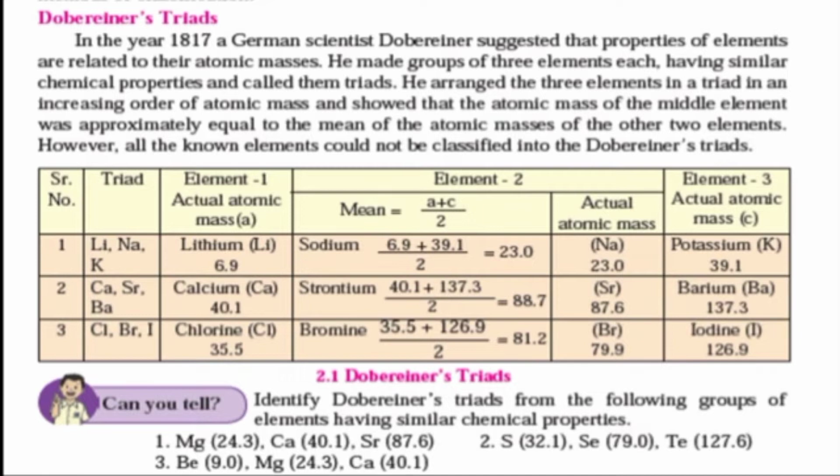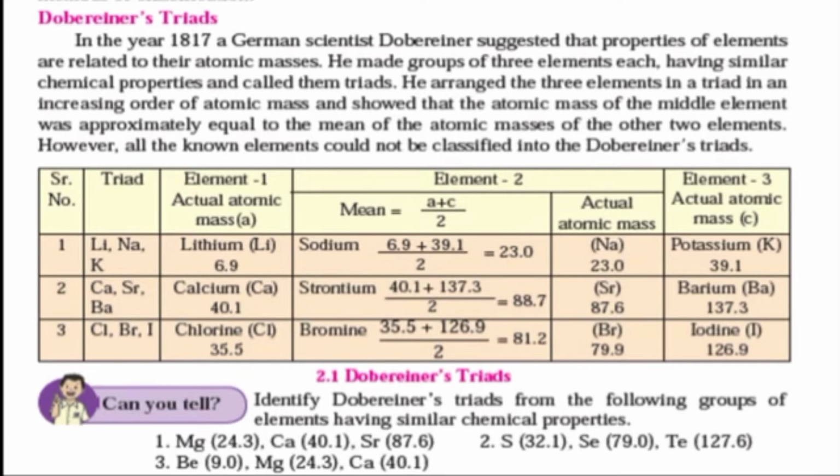So, he made a group of 3 elements showing the same chemical properties. He called this group of 3 elements a triad. This triad was such that the average of the atomic mass of the extreme elements was approximately equal to the atomic mass of the middle element.